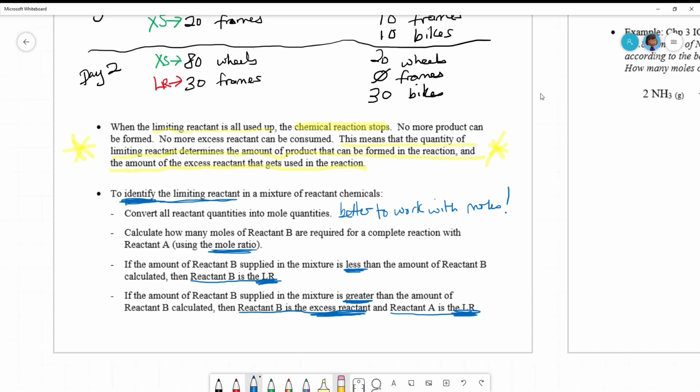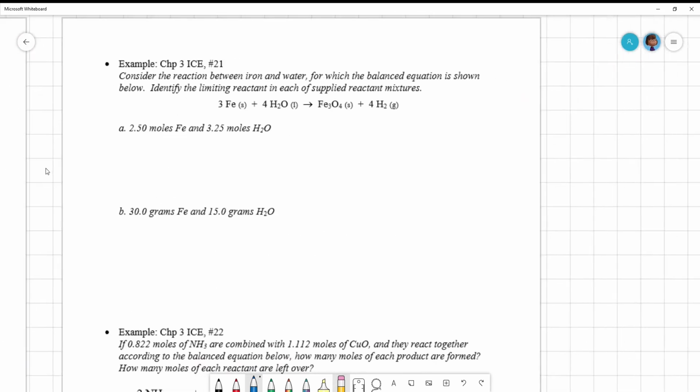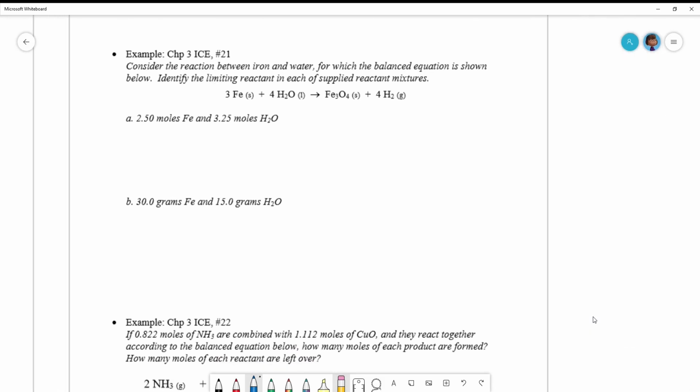Okay, now let's see how to put these steps into practice. So I'm going to go to our second page over here. Number 21 says, consider the reaction between iron and water, for which the balanced equation is shown, because we still need balanced equations as always. And our goal is to identify the limiting reactant in each of the supplied reactant mixtures. We have a mixture A and a mixture B to analyze.